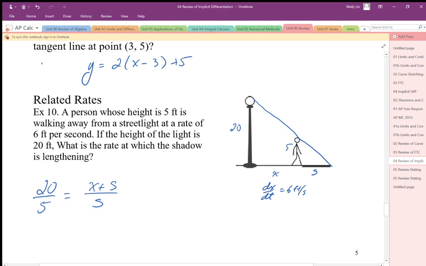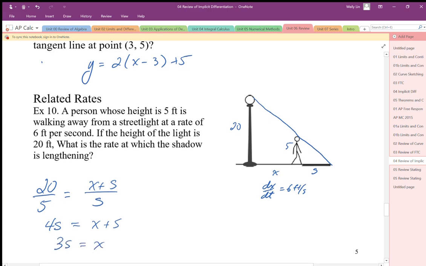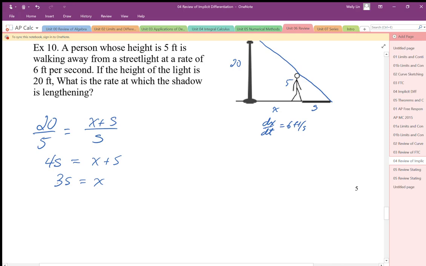Once I connect s to x, then we can differentiate this implicitly with respect to time. I could use the quotient rule here, but it's way easier just to simplify this equation. 20 divided by 5 is 4. Cross multiply the s over to that side, and we might as well group our s's together. This ends up being just a proportion, really, because with this similar triangle relationship, this length changes in proportion to this length in the triangle.